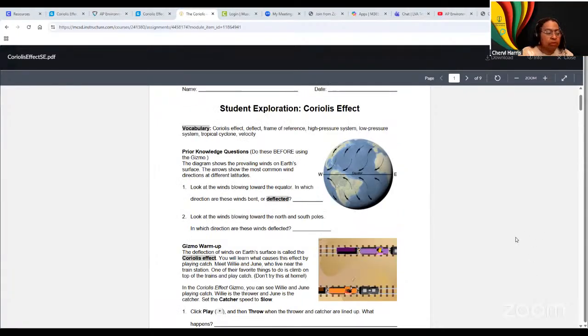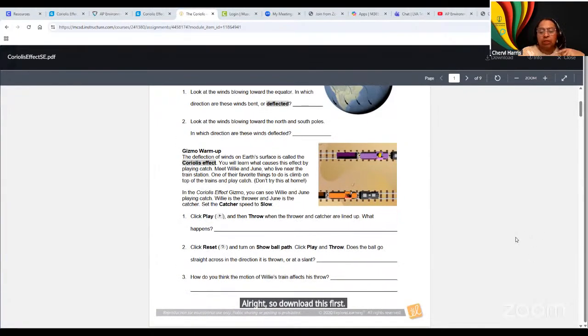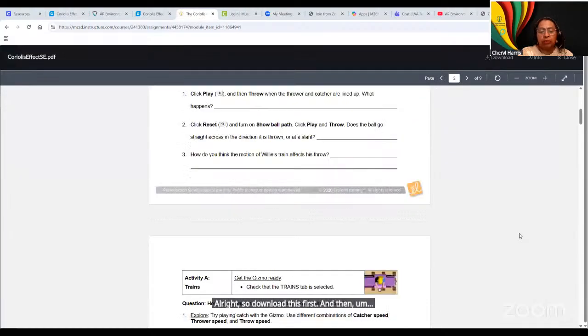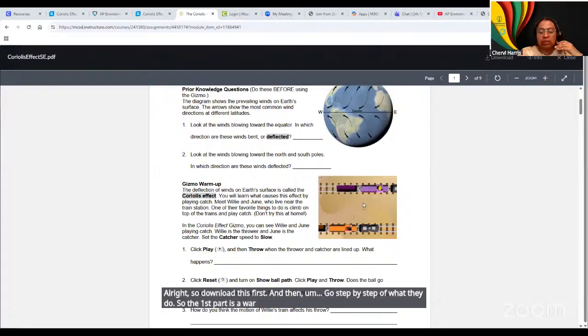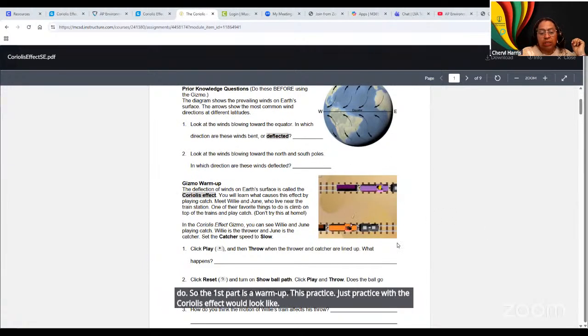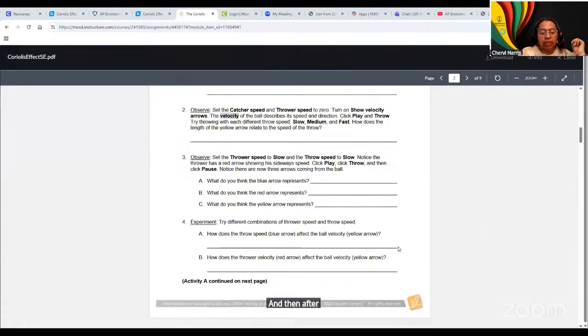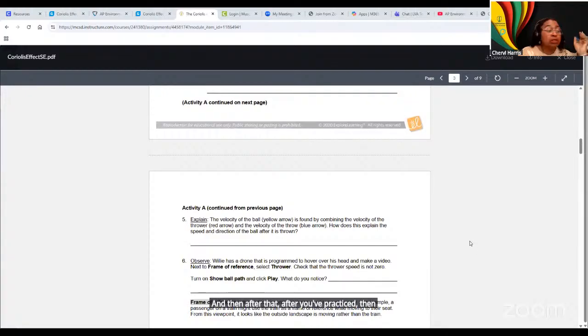All right, so download this first and then go step by step for what they tell. So the first part is a warm up, this practice. Just practice an example of what the Coriolis effect would look like. And then after you've practiced, then they're really going to talk about the Coriolis effect.